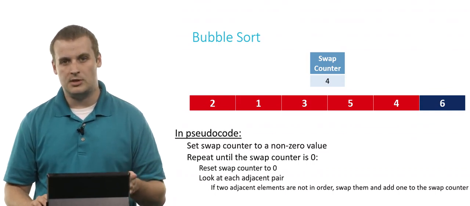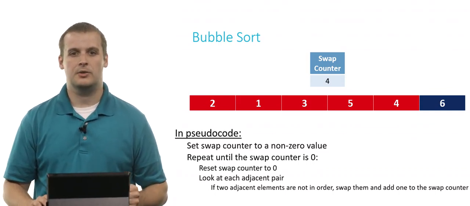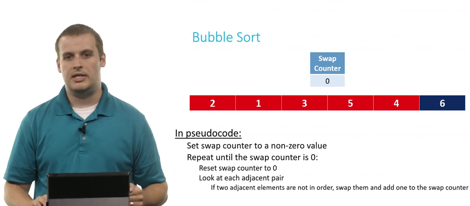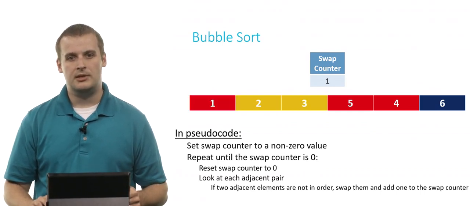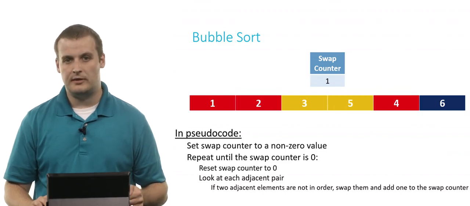Well, the swap counter is 4, so we're going to keep repeating this process again. We're going to reset the swap counter to 0 and look at each adjacent pair. So we start with 2 and 1. They're out of order, so we swap them, and we add 1 to the swap counter. 2 and 3, they're in order. We don't need to do anything. 3 and 5 are in order. We don't need to do anything there.